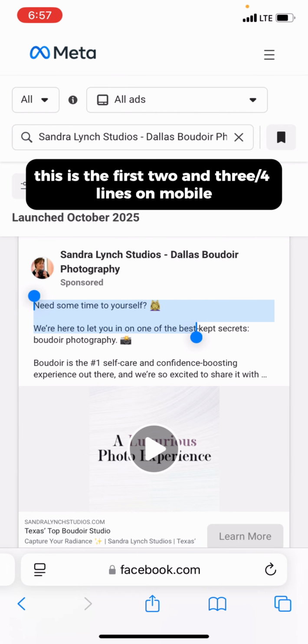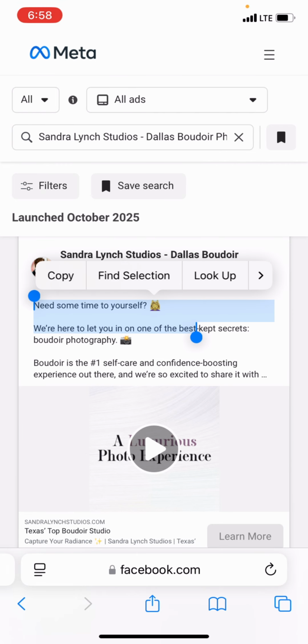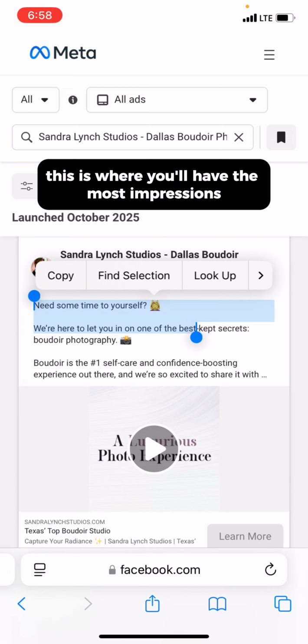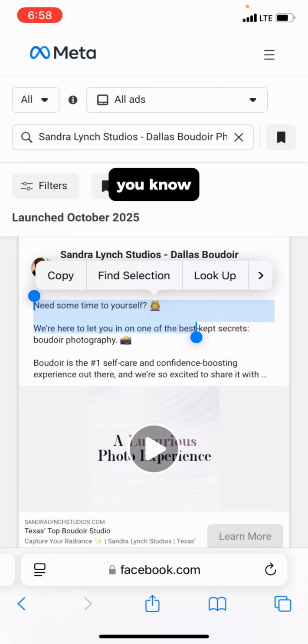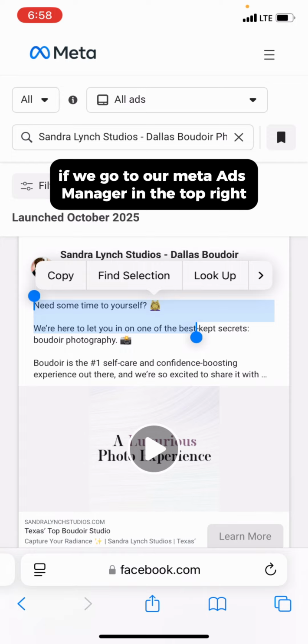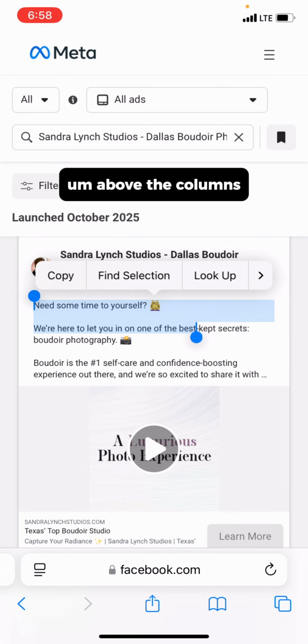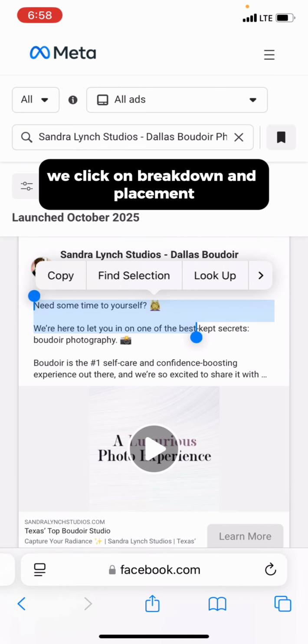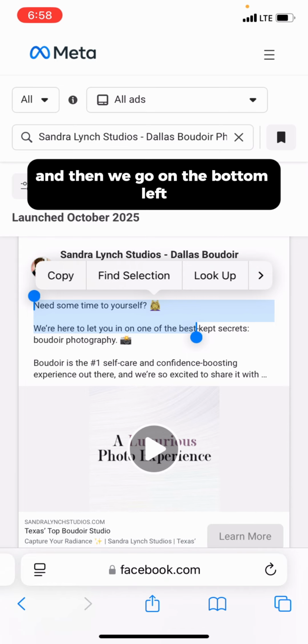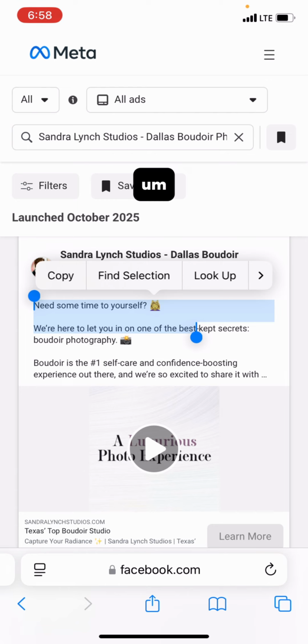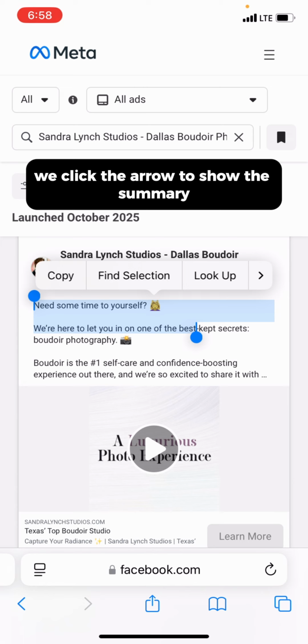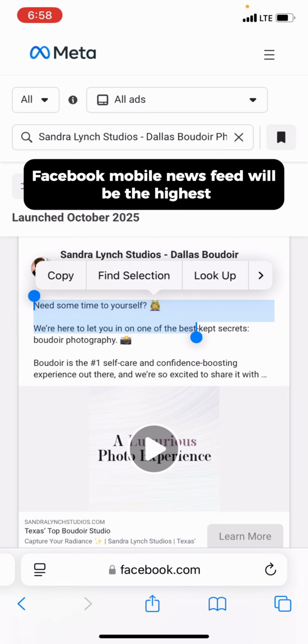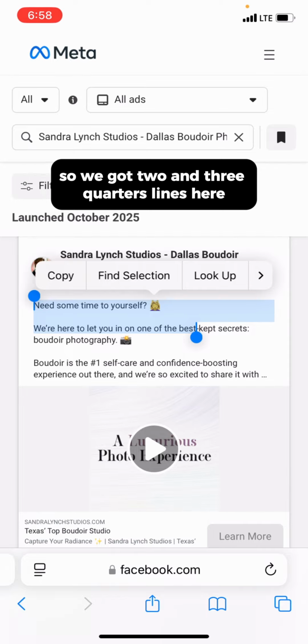This is the first 2 3/4 lines on mobile, Facebook mobile newsfeed. This is where you'll have the most impressions. So if we go to our Meta Ads Manager, in the top right, above the columns, we click on breakdown and placement. And we go on the bottom left, the summary. At the bottom of the columns, we click the arrow to show the summary. Facebook mobile newsfeed will be the highest, so it'll have the most placements on it. So we get 2 3/4 lines here.